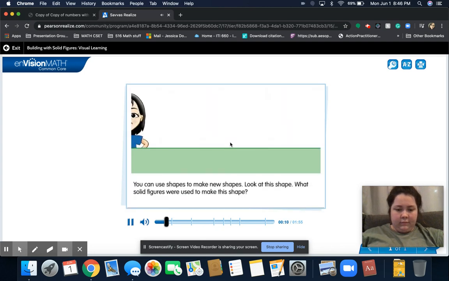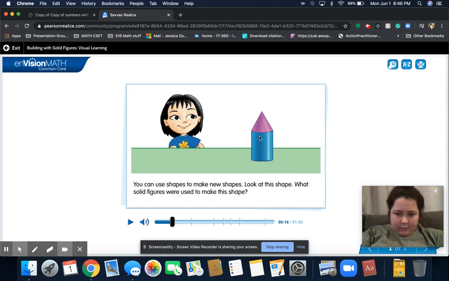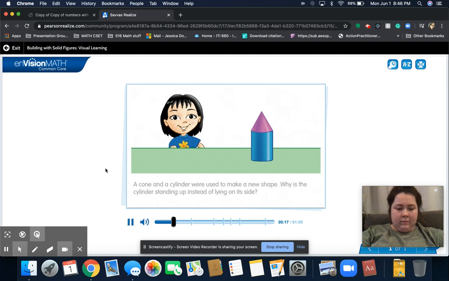You can use shapes to make new shapes. Look at this shape. What solid figures were used to make this shape? So scholars, we can see that there's a blue shape and a purple shape to make the whole shape that we have here. Which shapes are those? A cone and a cylinder were used to make a new shape.